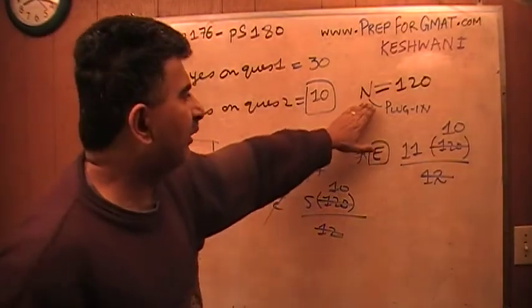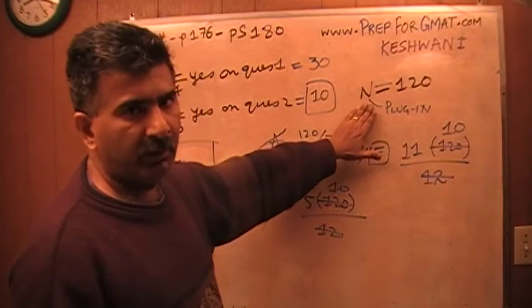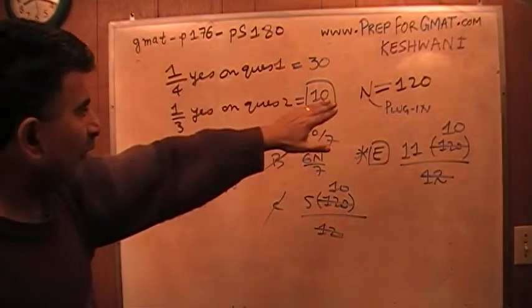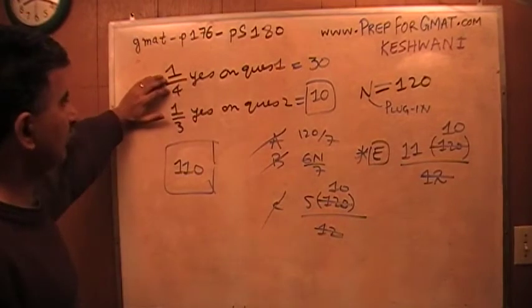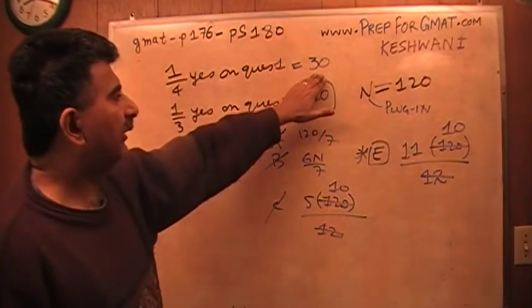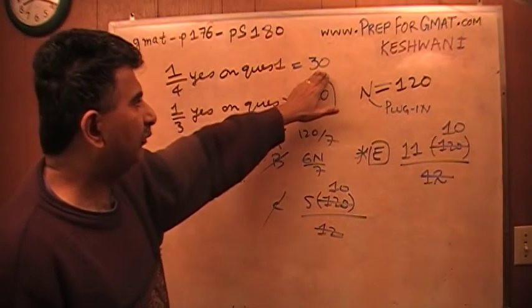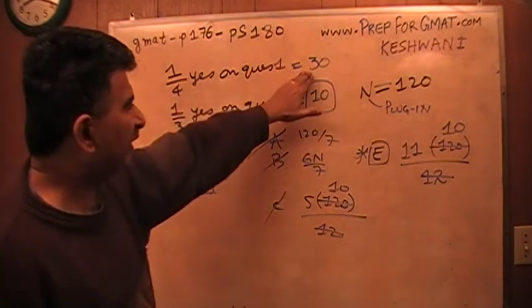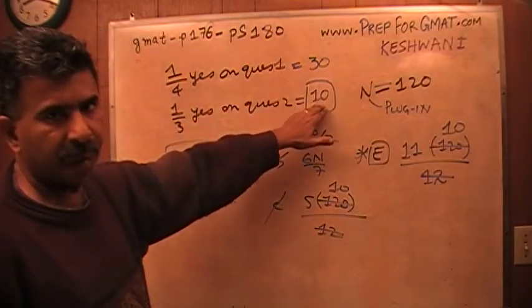Because I pretended that the n was 120. Why 120? Because it goes nicely into 403. And then we are told that of those 120, 1/4 of them said yes on question number 1. 1/4 of 120 is 30. And then we are told that of those people, this is not 1/3 of the total amount. It is 1/3 of those people who said yes on the second question.